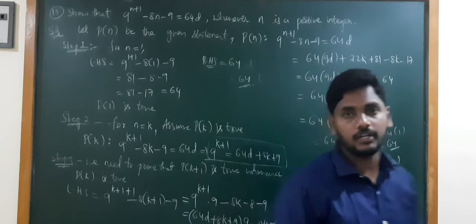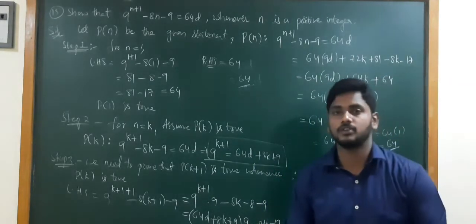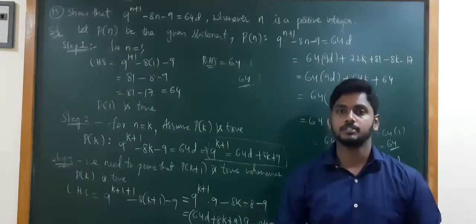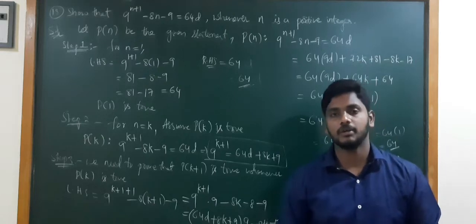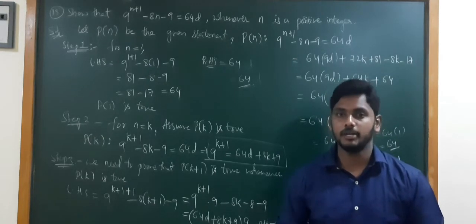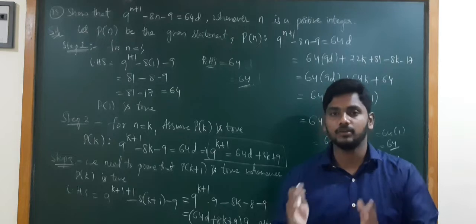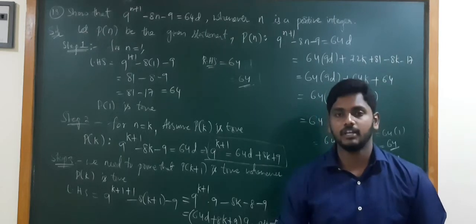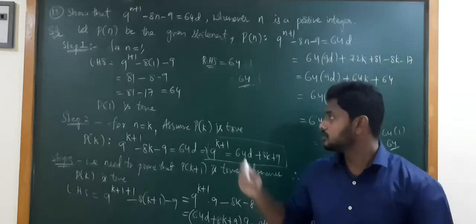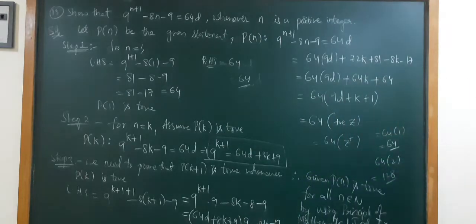Pause the video to note it down, and next we will discuss the topics of general terms, middle terms, when n is an odd number, when n is an even number, and also term independent of x, and also how to find the coefficient of some particular variable in that expansion. That we will discuss. So pause the video to note it down.